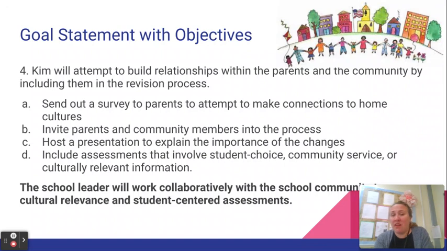Once that's done, invite parents and community members into the process, host a presentation to explain the importance of the changes, and include assessments that involve student choice, community service, or culturally relevant information. And again, this comes down to collaboration. This is not a top-down decision. And when you are collaborating with the community and with the parents, they are more likely to be involved in the school moving forward.